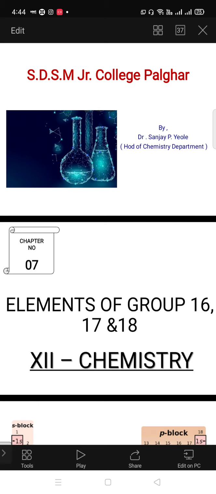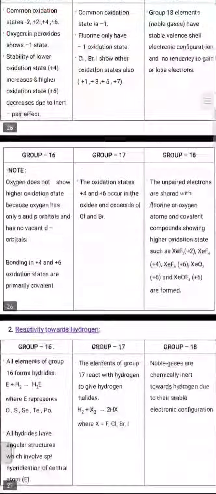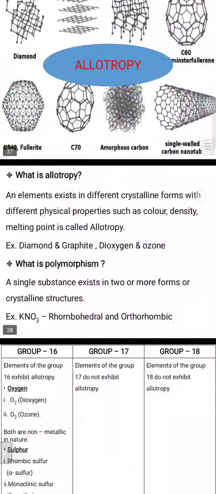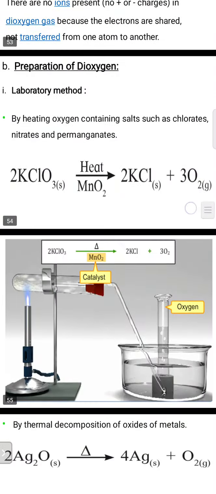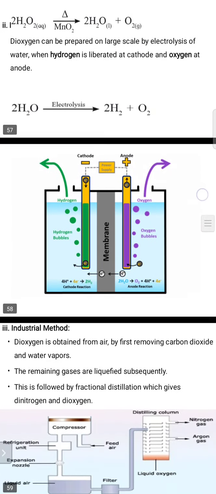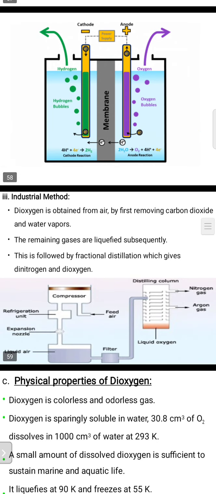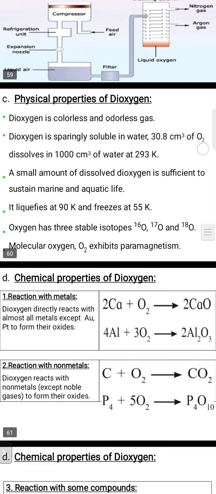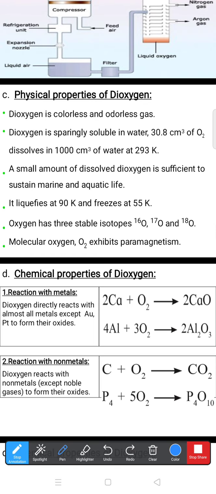Students, we continue the topics of elements of group 16, 17, and 18. Last time we discussed the methods of preparation of oxygen as well as some structures of dioxygen, hypohalous acid, halous acid, and halic acid. We also saw the diagrams regarding the preparation of oxygen as well as one industrial method. Now, today we want to start the physical properties of dioxygen.